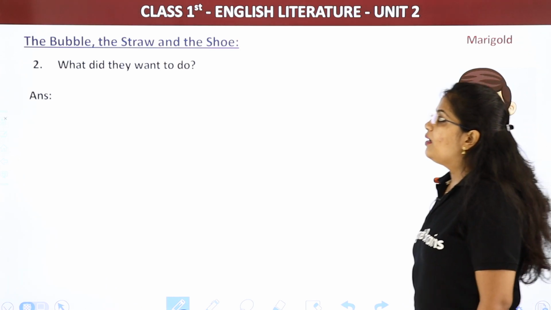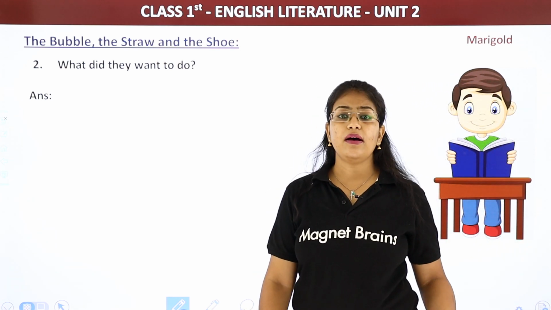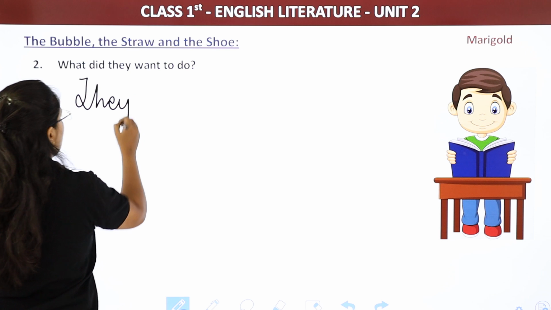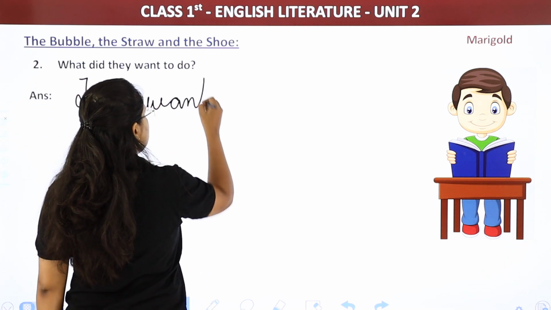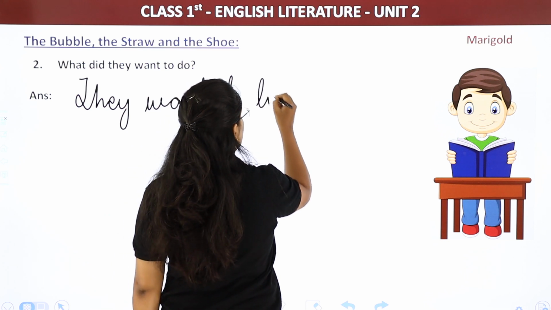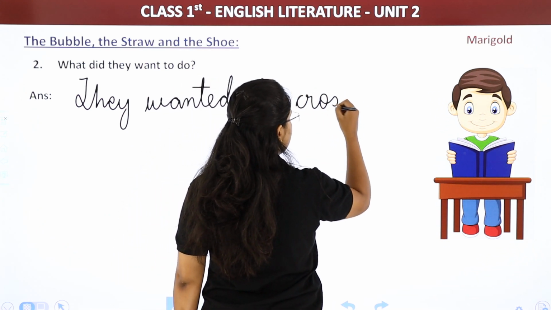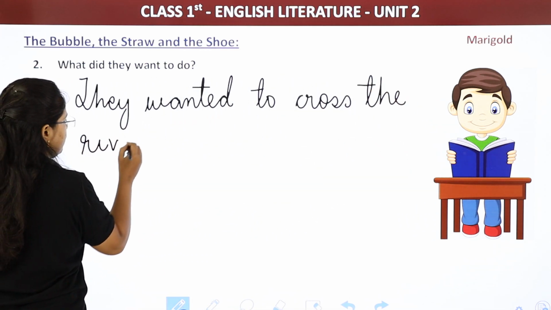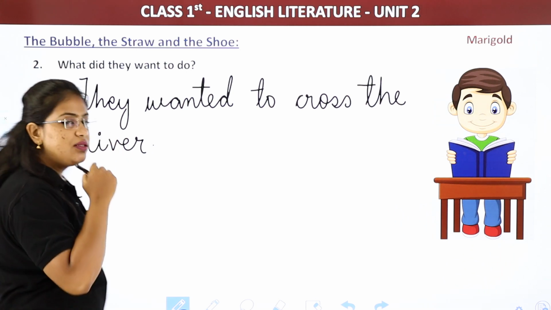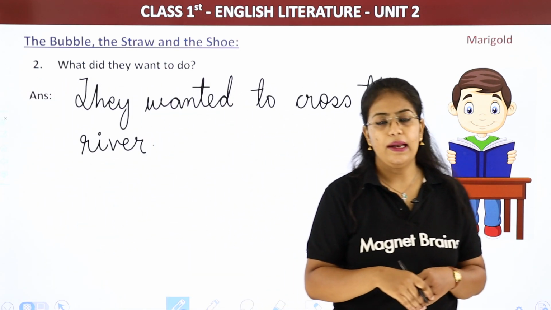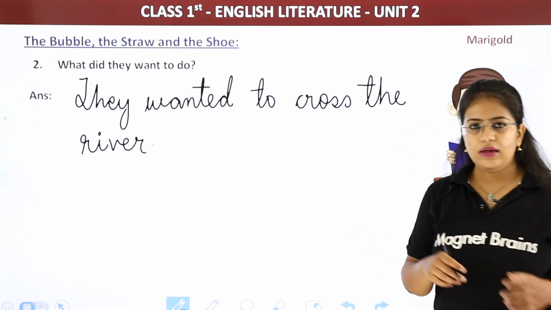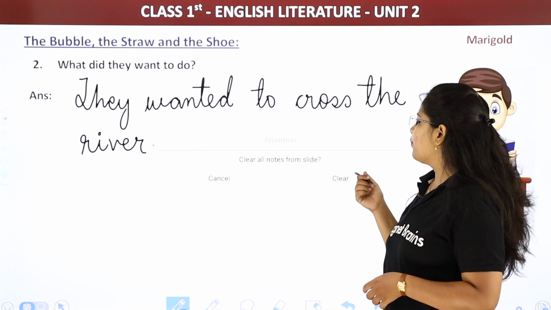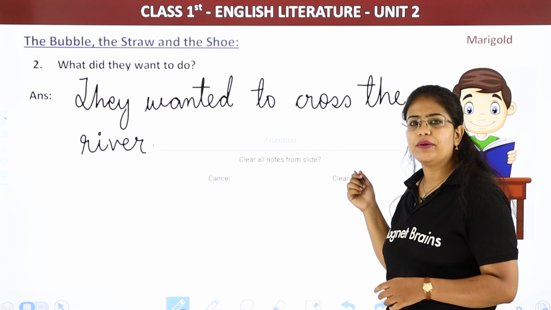Next, what did they want to do? उनको क्या करना था? What did they want to do? They wanted to cross the river. उनको क्या करना था? They wanted to cross a river. उनको एक river cross करना था, है ना? And did they know how to do that? No, they were trying to find out ways. They wanted to cross the river.